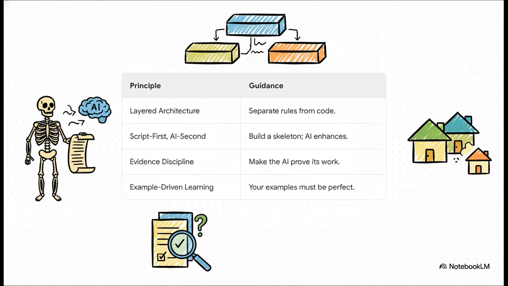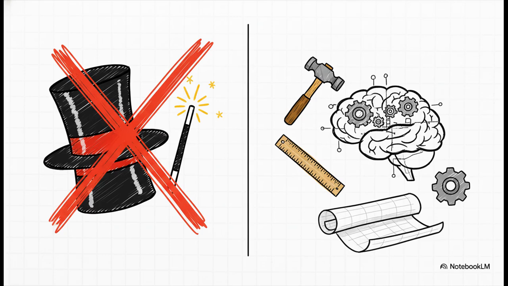Number 3, demand evidence discipline. Make your AI prove everything it says. And number 4, your AI is a mirror. It's only as good as your examples, so make sure those examples are absolutely pristine. Really, the biggest takeaway from all of this is that trustworthy AI isn't magic. It's not about finding that one perfect, magical prompt that solves everything. No, it's about engineering. It's about craftsmanship. It's built with deliberate layers, strong guardrails, and an absolute commitment to control.